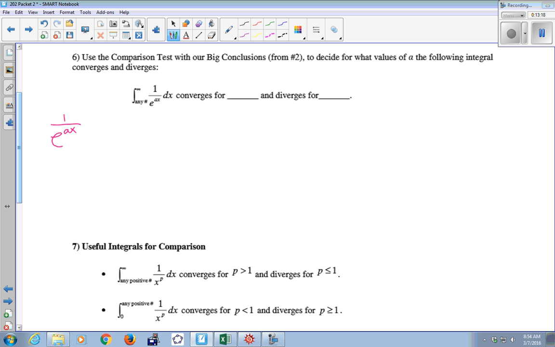But if I was going to use the comparison test, if our conjecture is that this thing converges, I have to come up with another function that I know converges, and that this is smaller than. We only know one family of functions with their convergence and divergence behavior, 1 over x to the p. So somebody give me a function that we know converges. 1 over x squared. Great. Let's compare these two. Which one is smaller?